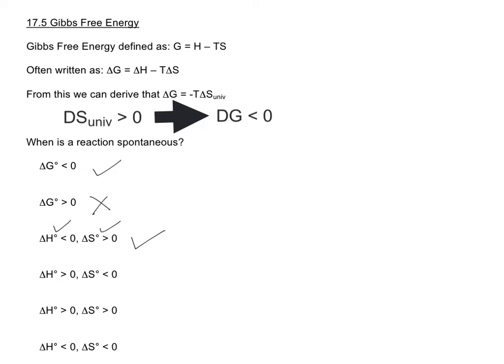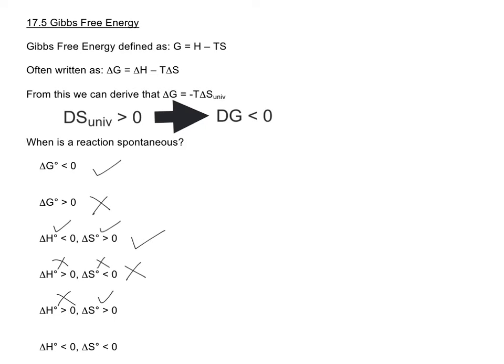If delta H is greater than 0, then we have an endothermic process, which is not favored. And if delta S is less than 0, that would be a decrease in entropy, also not favored. So if those two values are like that, then this is going to be a non-spontaneous reaction. If delta H is greater than 0, in this case here, then that would be endothermic, so not favored. But if delta S is greater than 0, that would be an increase in entropy.